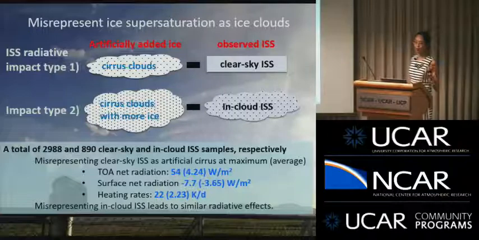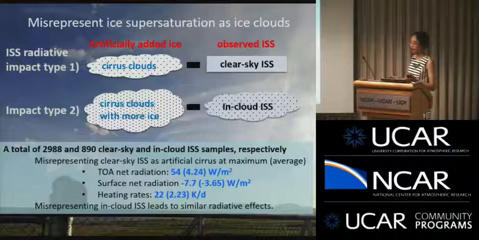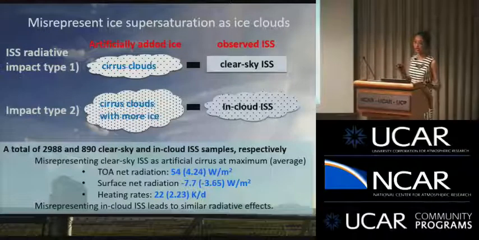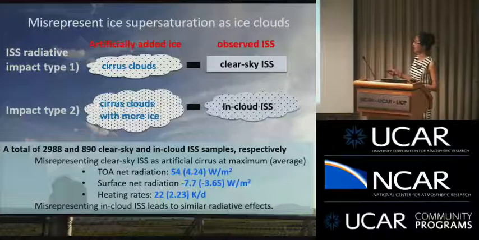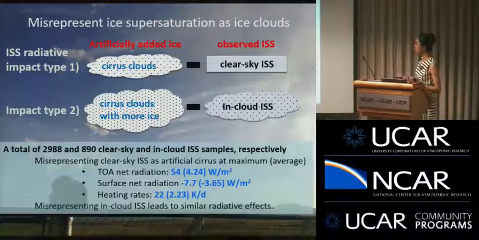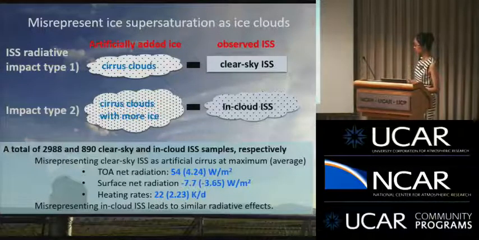Now, if you still remember, in the beginning I talked about the 3 watts per meter squared, which is the sum of all the anthropogenic greenhouse gases. You can actually have a scale comparison of the influence of this type of misrepresentation. Similarly, impact type 2 has about the same order of magnitude of radiative impact. I also want to mention the surface net radiation on average will be negative 3.6 watts per meter squared, and the heating rate impact on average is about 2 Kelvin per day.